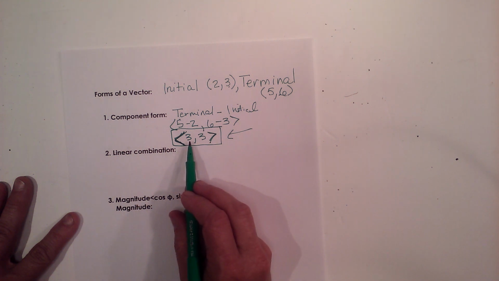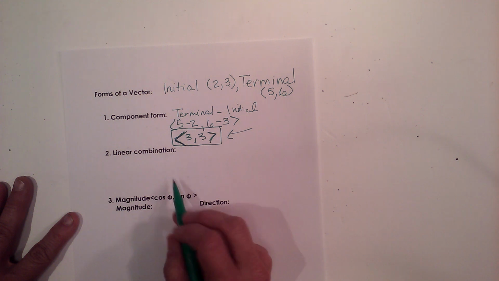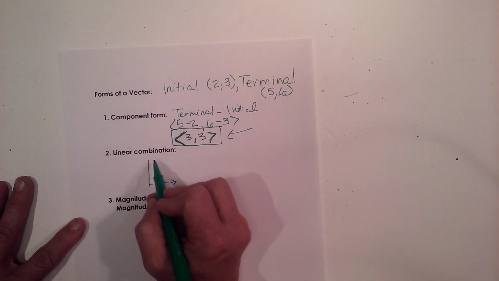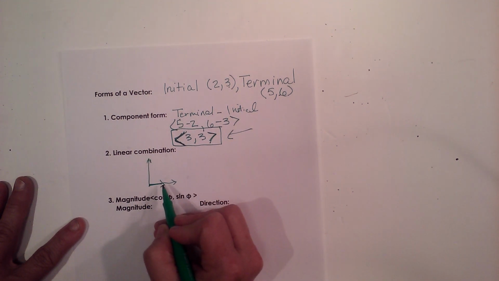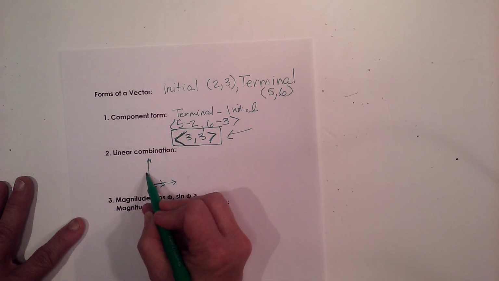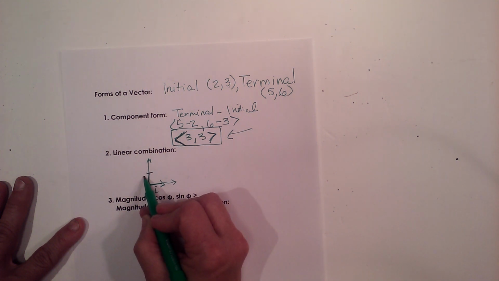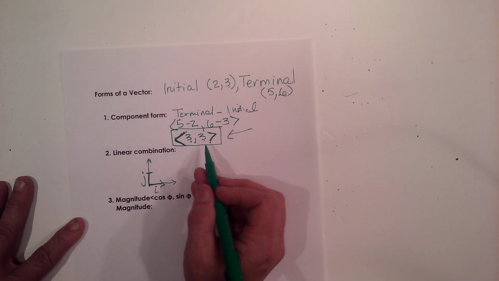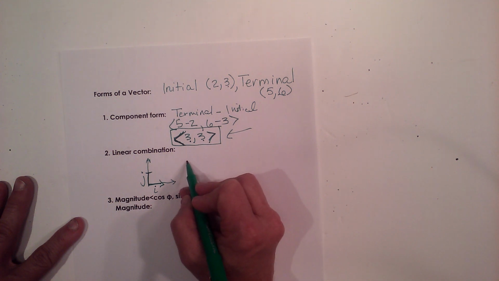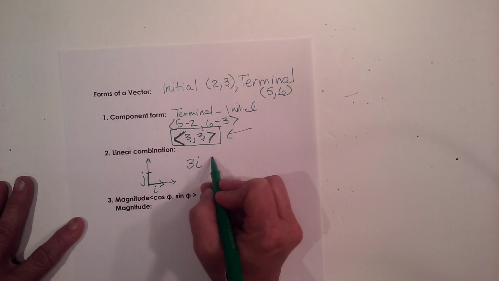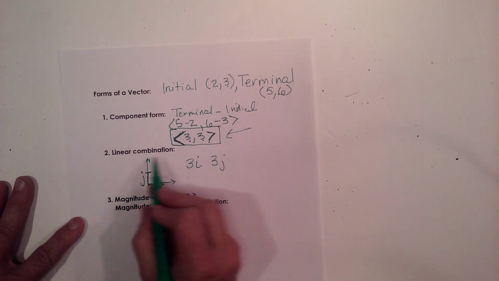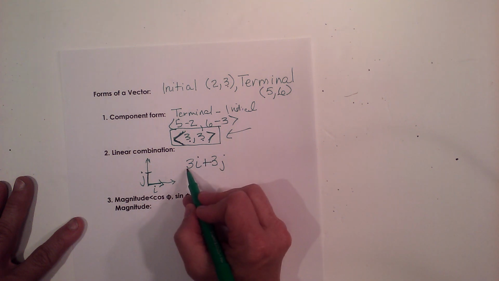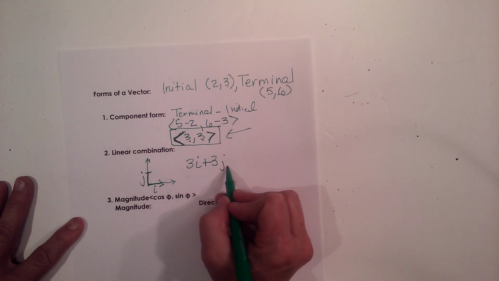Now, I can take that form and I can write it two different ways. First, as a linear combination. Now, a linear combination comes from the fact that you can have a unit vector in the horizontal direction, 1 unit is i, and in the vertical direction, 1 unit is j. So if I have 3 units to the right and 3 units up, I'm going to write that as 3 times i, 3 times j, and since it's a linear combination, I need to either add or subtract these. Since they're both positive, of course I'm going to add, so it's positive 3i and positive 3j.